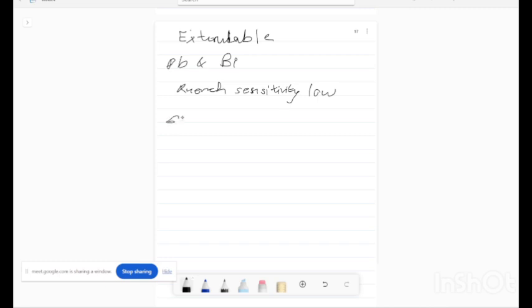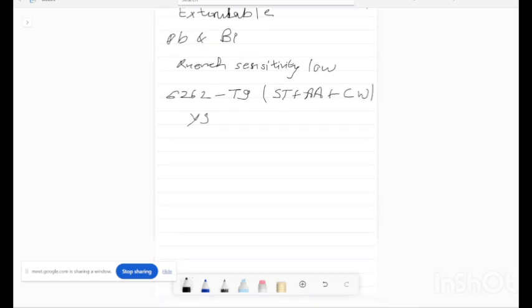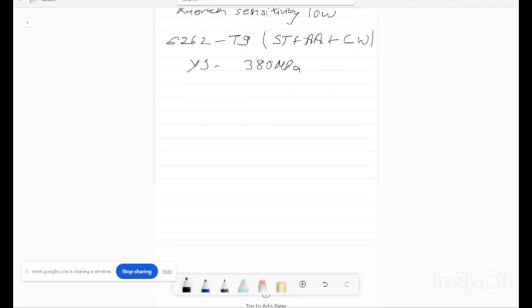Another alloy which is 6262, that is used in T9 condition, which is solution treated plus artificial aged plus cold worked. So the yield strength of this alloy is 380 MPa. Then some other alloys are 6061, 6063, which has the bright surface finish, and different colors can also be generated by anodizing. So anodizing is a surface treatment process.